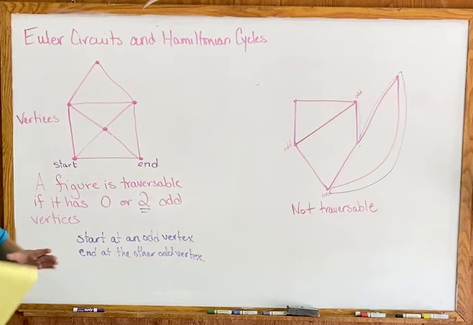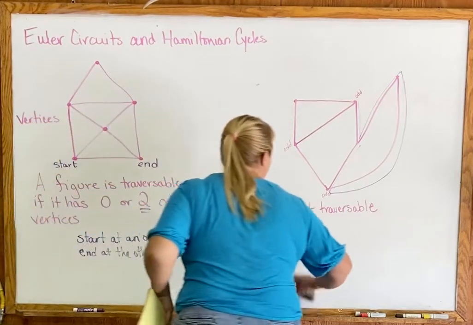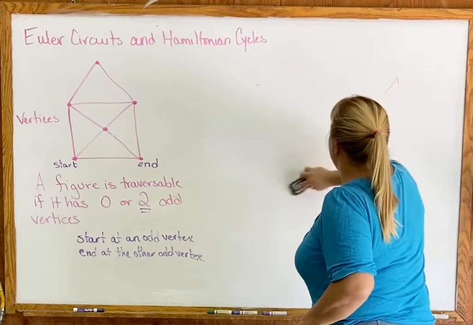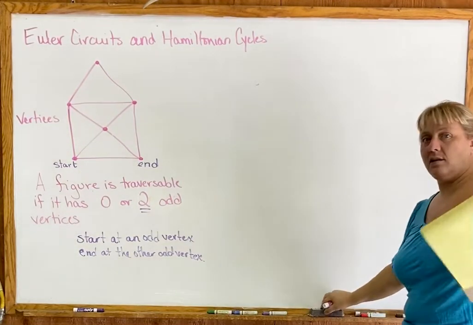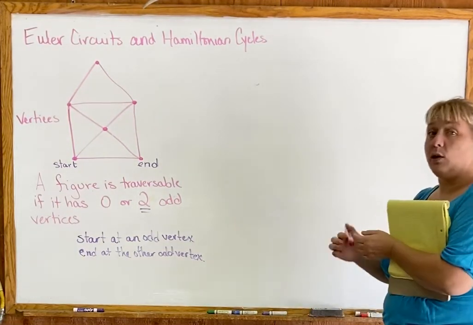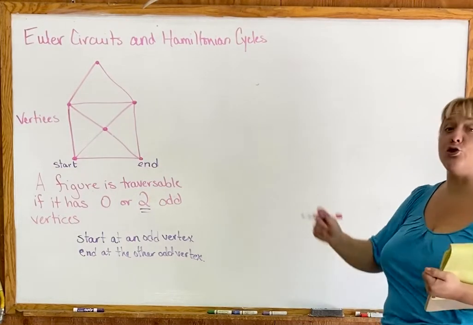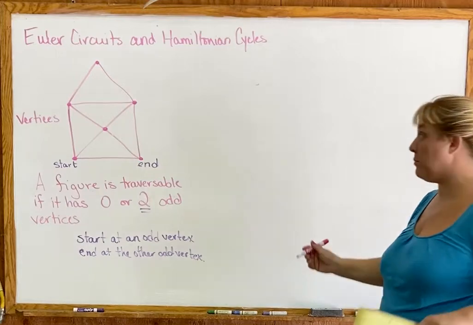All right, now let's take it one more step and make it even a little bit more special and call it an Euler circuit. So this guy here is traversable, but it is not an Euler circuit. What an Euler circuit requires is it requires it to be traversable, but it also requires it to start and end at the same point.